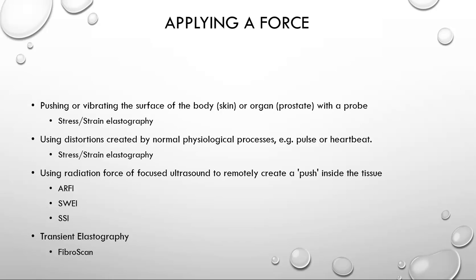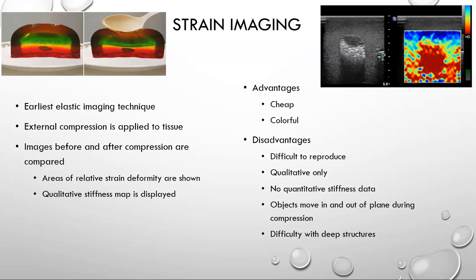So the radiative force of ultrasound can be utilized to push inside the tissues in techniques called ARFI and SWI and SSI. And there's another type of force that can be applied called transient elastography, which is used in a proprietary method called the FibroScan. So strain imaging is actually utilizing the ultrasound probe and pushing on the tissue to cause deformation, and then imaging that deformation typically with color in order to see how much deformation has occurred.